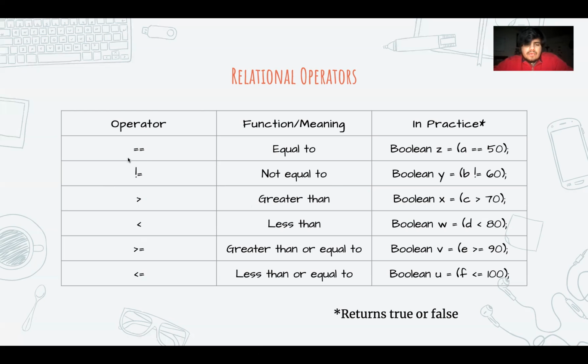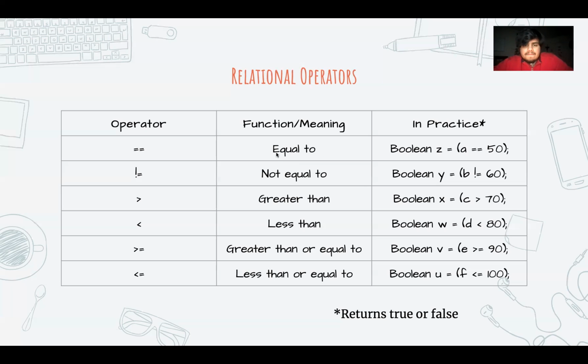You're probably wondering, why do we have a double equal sign? Why can't we use a single equal sign to compare two numerical values to see whether or not they're equal? Well, we already use the single equal sign to assign values to variables. So we don't want the computer confusing the assignment operator with the relational operator. That's why we have a double equal sign.